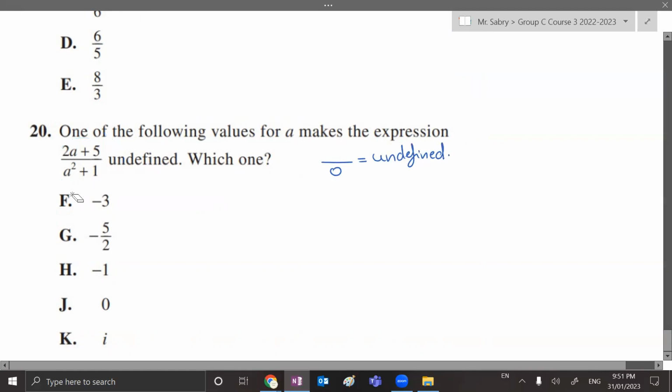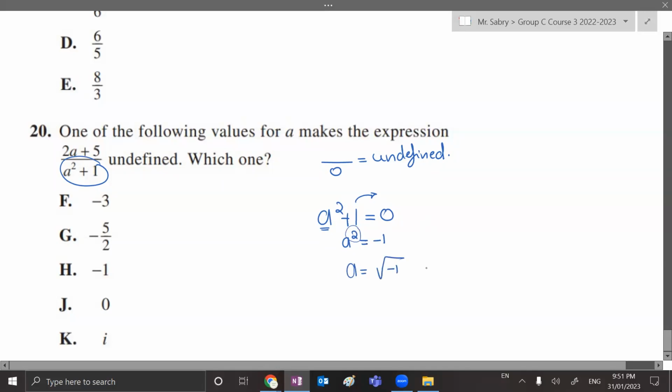So he is asking when would this be undefined? It would be undefined if this, a squared plus 1, was equal to 0. If it became equal to 0, it would be undefined. So let's try to find the value of a that would make this equal to 0. We move the 1 to the other side and I have a squared equals negative 1. Then in order to remove the power of 2, I'll take the square root of the other side.